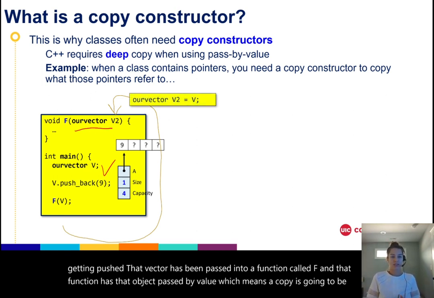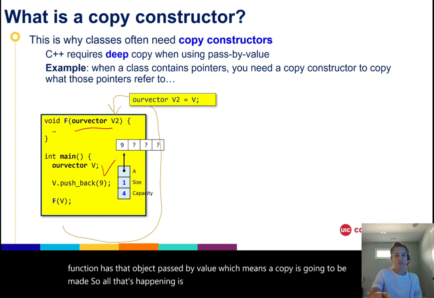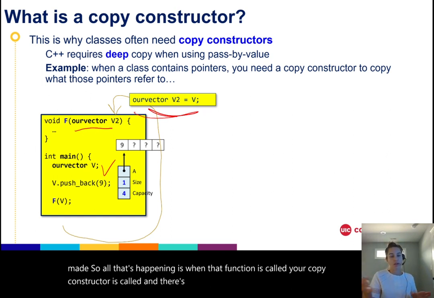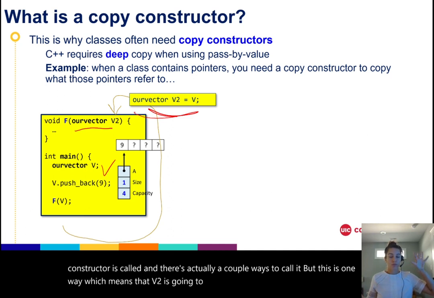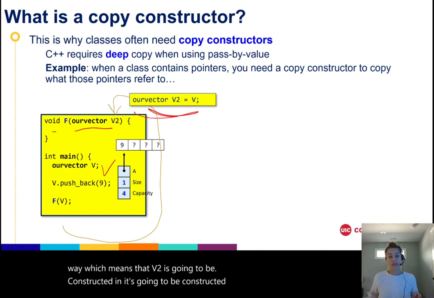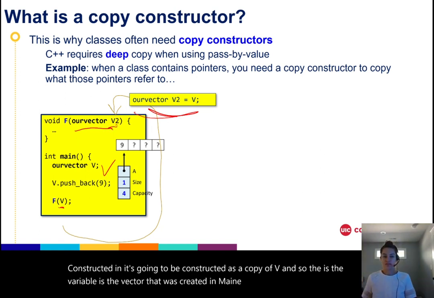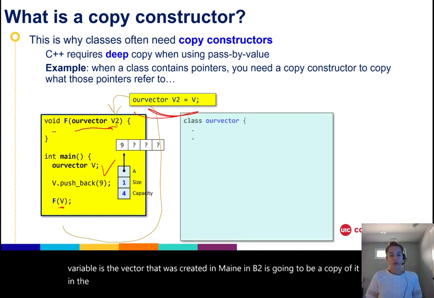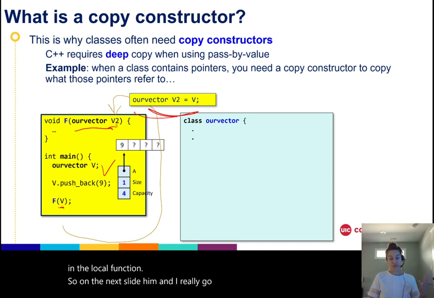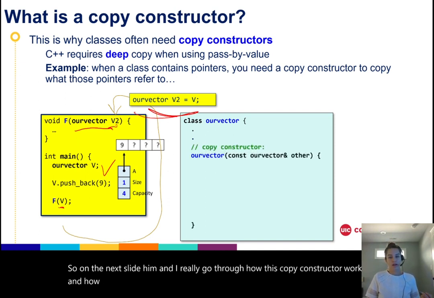So all that's happening is when that function is called, your copy constructor is called, and there's actually a couple ways to call it, but this is one way, which means that v2 is going to be constructed as a copy of v. And so v is the vector that was created in main, and v2 is going to be a copy of it in the local function. On the next slide, I'm going to really go through how this copy constructor works and how it's written, but this is what it looks like.